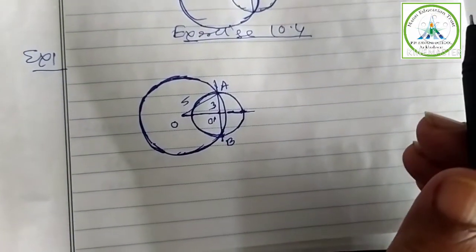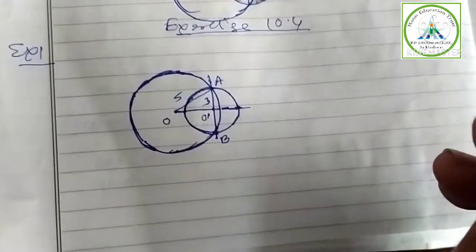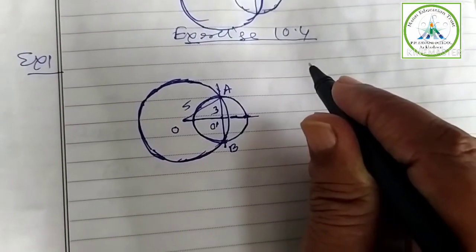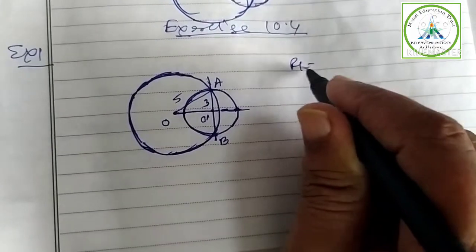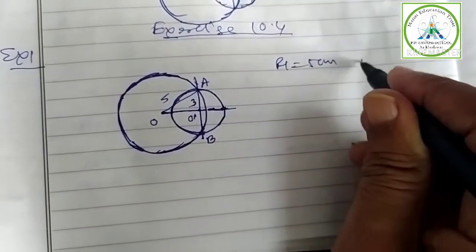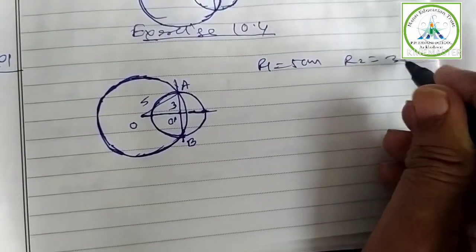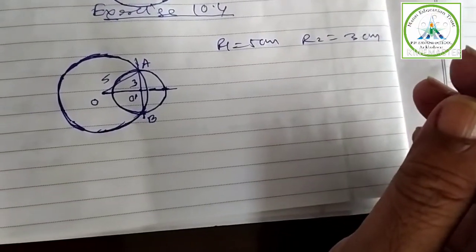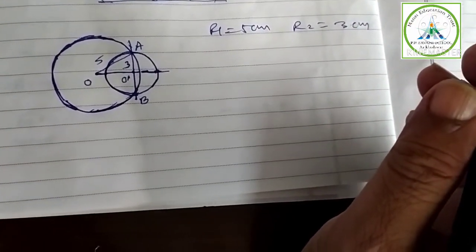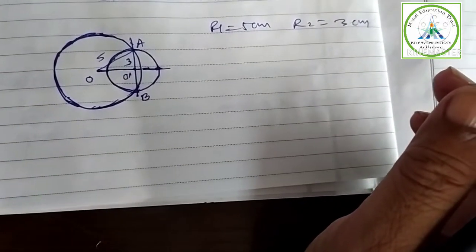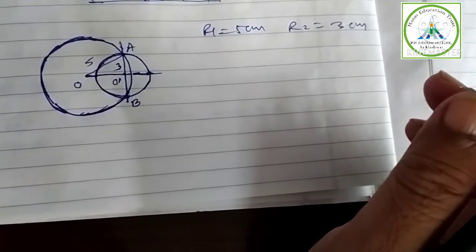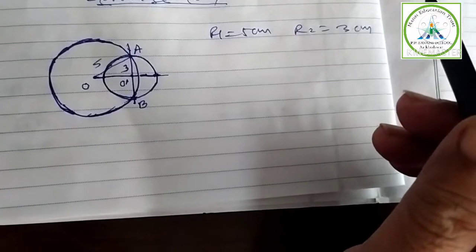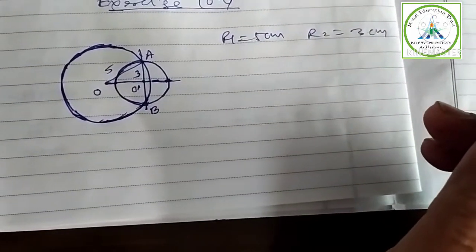Okay. Two circles of radius 5 cm and 3 cm. See, you are given two circles. Radius R1 equal to 5 cm. Radius R2 equal to 3 cm. Listen properly. They intersect at 2 points, and the distance between their centers is 4 cm. Find the length of the common chord. This sentence says both circles are intersecting.